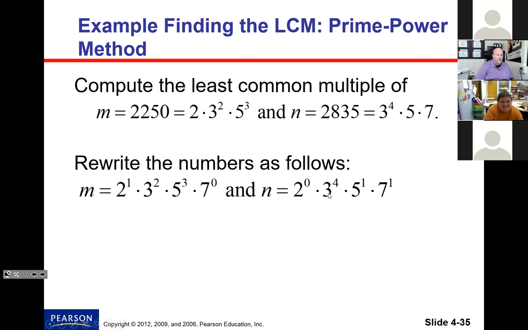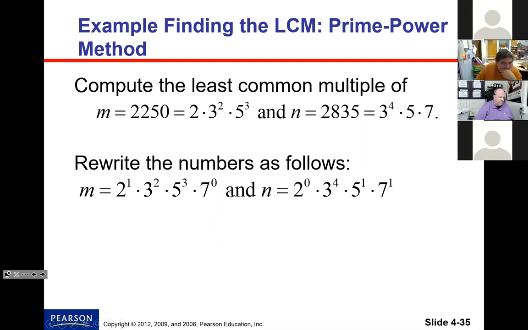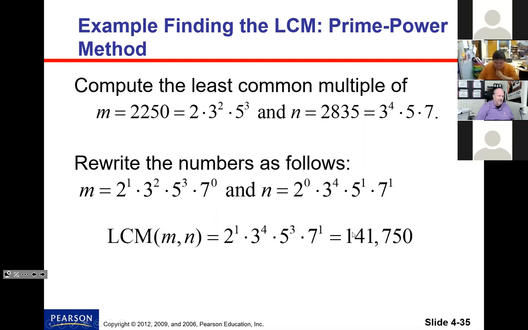We have a 3 to the 2 and a 3 to the 4. We're going to use the 3 to the 4. We have a 5 to the 3 and a 5 to the 1. We're going to use the 5 to the 3. And we have a 7 to the 0 and a 7 to the 1. We're going to use the 7 to the 1. And that's what we use here: 2 to the 1, 3 to the 4, 5 to the 3, 7 to the 1. Now, to get that final answer, you have to multiply everything, right?